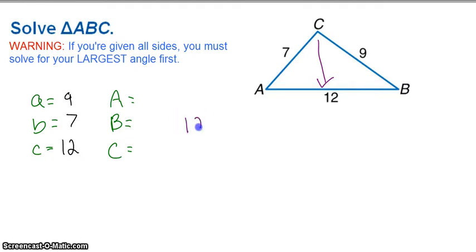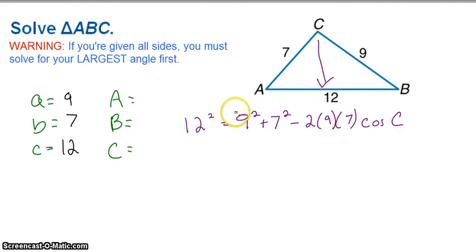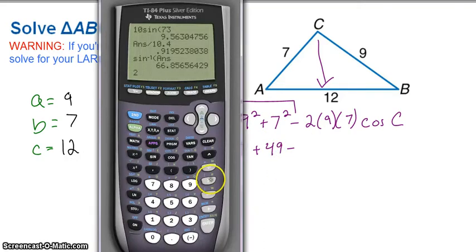So that means I'm going to have 12 squared equals 9 squared plus 7 squared minus 2 times 9 times 7 times the cosine of C. Following my order of operations, I'm going to move these first. For the sake of illustration, I'm going to do each part separately just so you can see where things are coming from. So 12 squared, I know, is 144. And then 2 times 9 times 7.